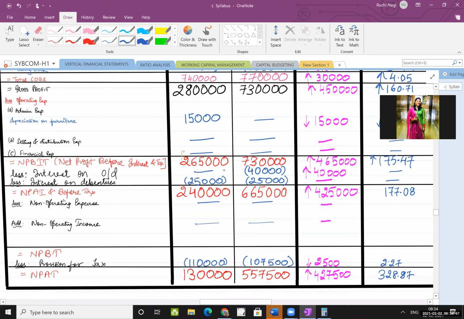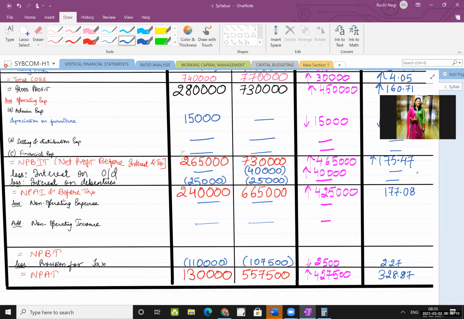The 40,000 divided by nothing. There is no denominator. So this will become dash. Interest on debentures was 25,000, it is still 25,000. So no change. Put a dash. Okay. Is this clear? Interest on OD is clear to everyone? Did you understand? Interest on OD and interest on debentures.